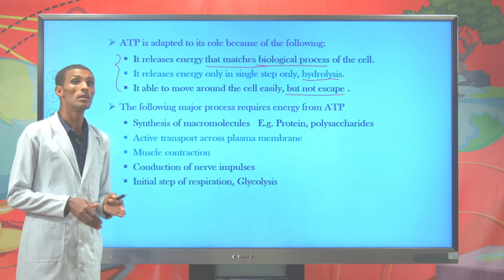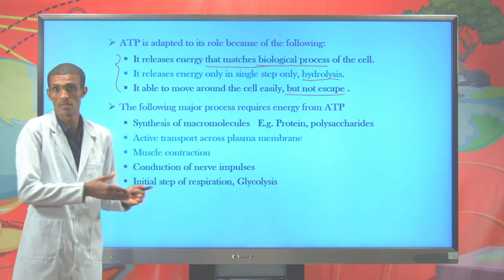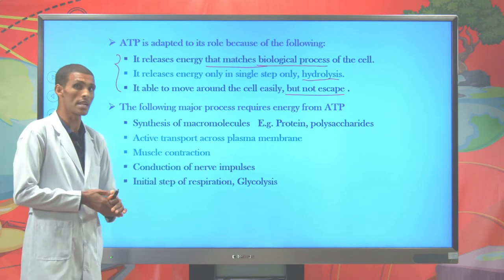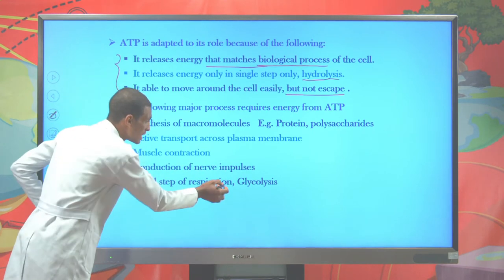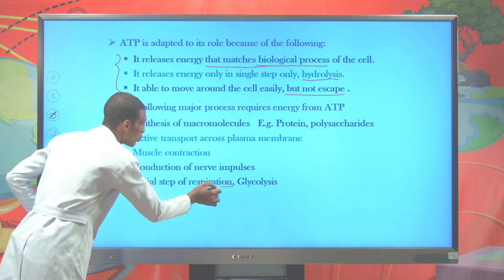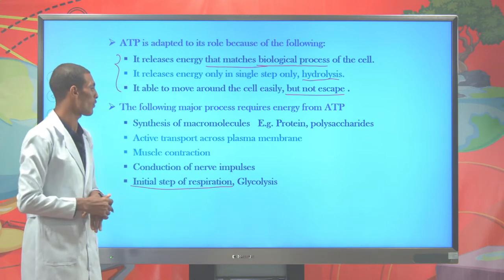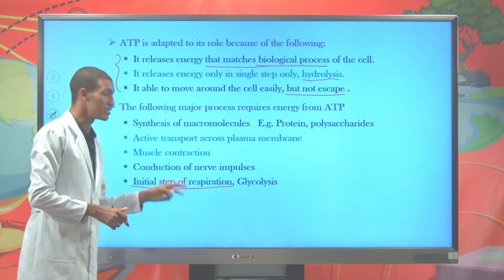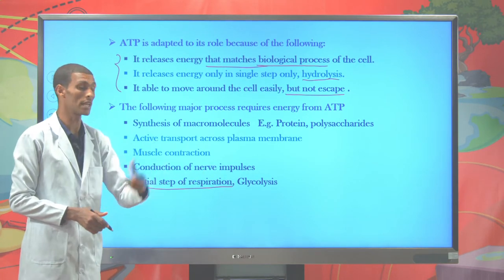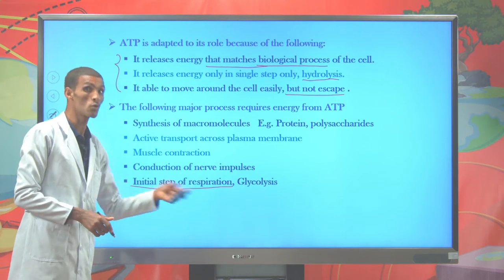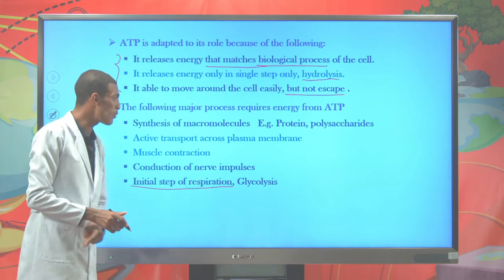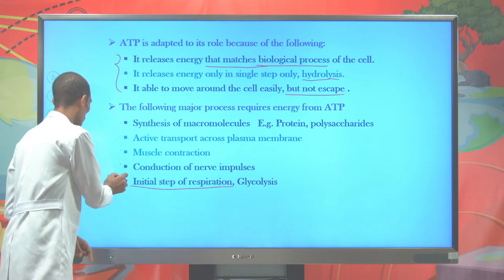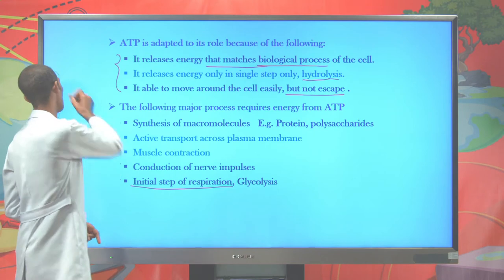Notice this one, nerve impulse, conduction of nerve impulse. If there is a need of communication as a result of a nerve impulse, they need energy. Again, the initial step of glycolysis needs energy from ATP. There are two stages in glycolysis, we'll see later, which are the initial step and the final stage. The initial step of glycolysis needs energy, so this step or process needs energy from ATP metabolism.